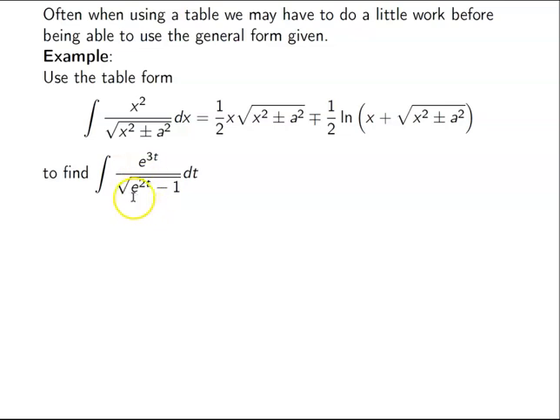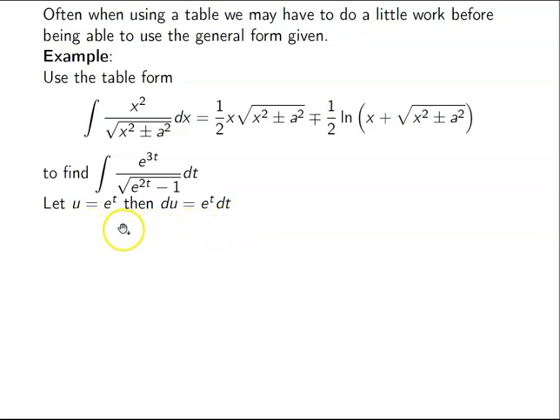So over here, we kind of came to the conclusion that x equals e to the t would make this part fit with this part. So let's go ahead and make that our substitution. Let u equal e to the t. Okay. When I differentiate both parts, I get du equals e to the t dt. Okay.